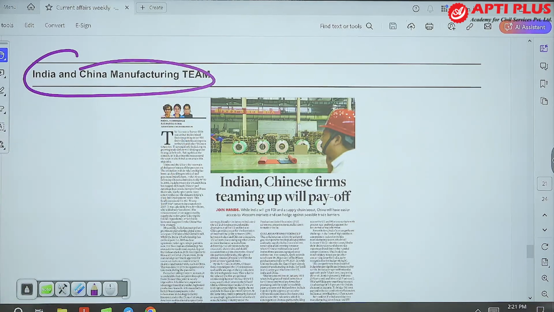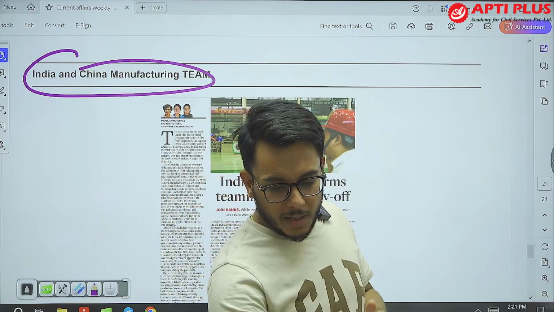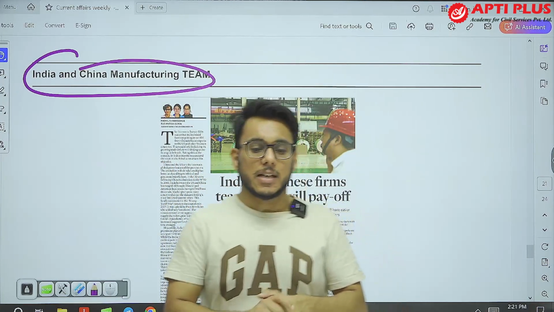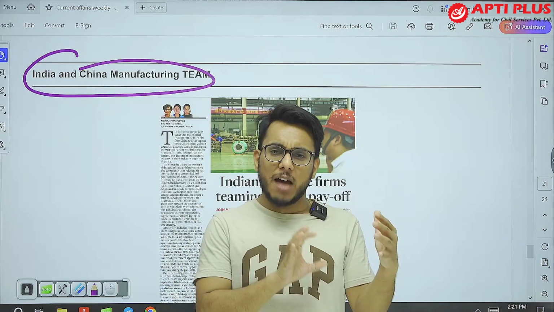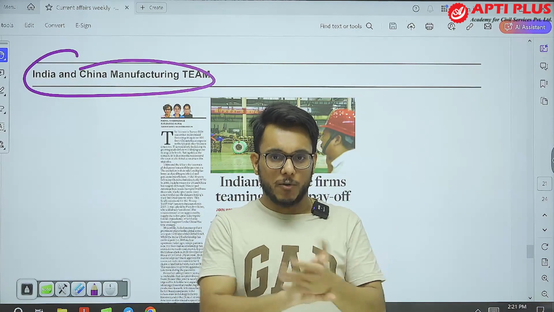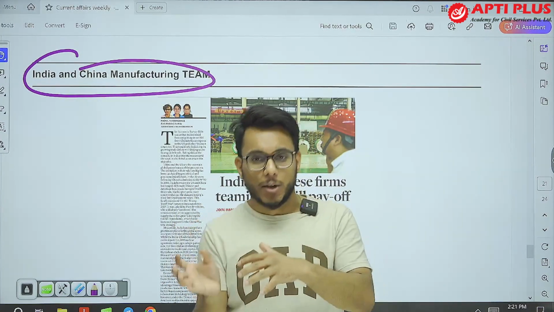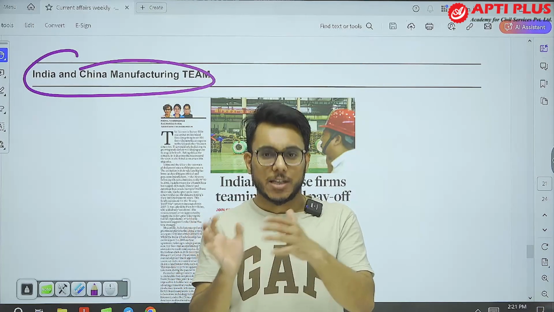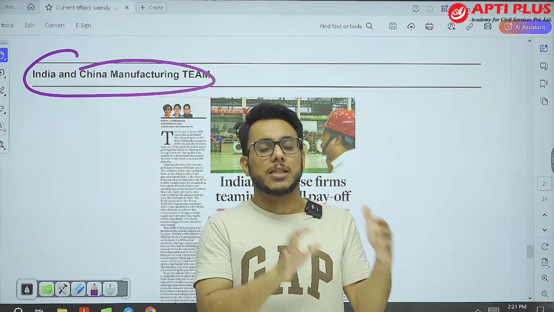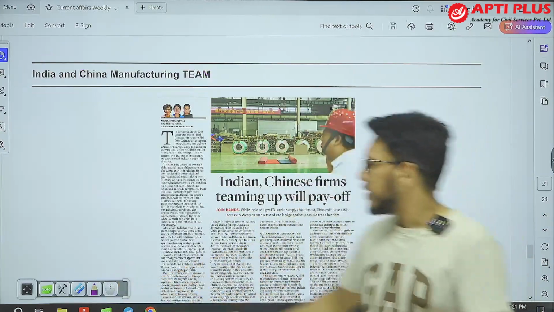Now, guys, you see this particular thing, that when India and China are concerned, the perception is such that the article will have a kind of confrontationist tone. But this particular article, rather than talking in a confrontationist tone, is talking about enhancing cooperation between India and China.